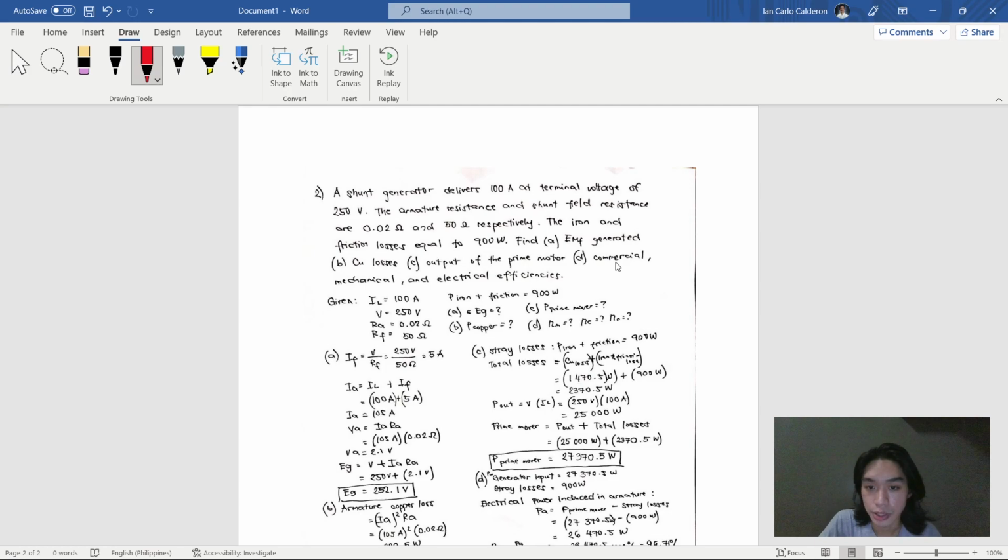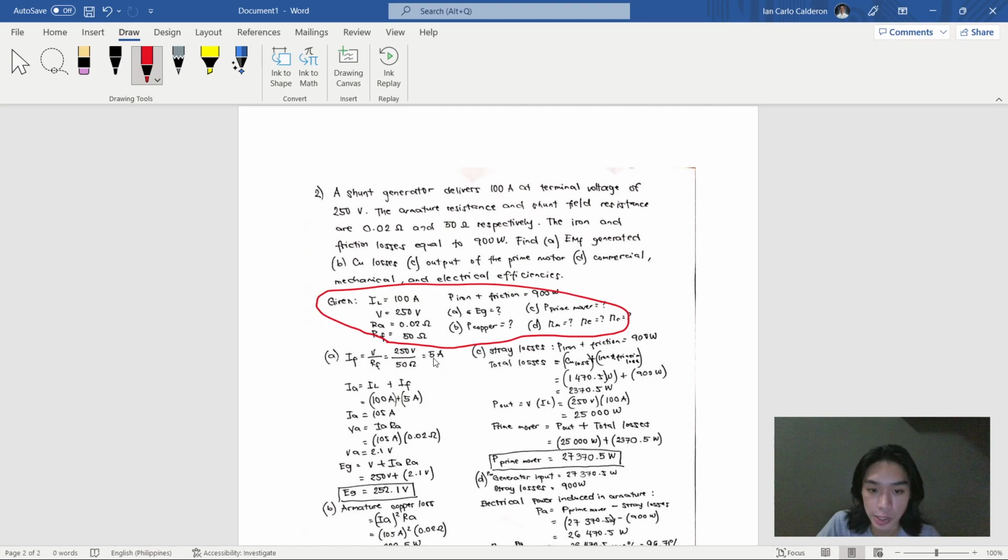So first, we need to get the values of the word problem. We need the given. So for the first part, EMF generated. To get that, we need to solve first for the shunt field current. So V terminal voltage over the resistance of the shunt field. 250 volts over 50 ohms is equal to 5 amperes.